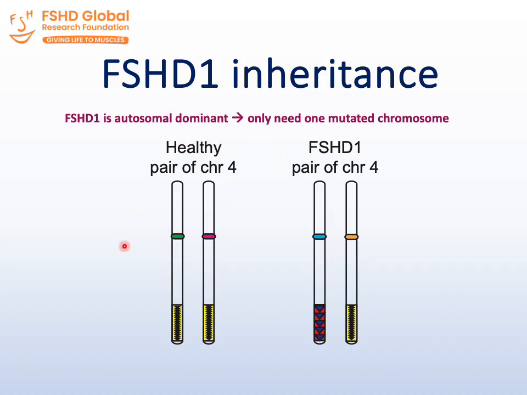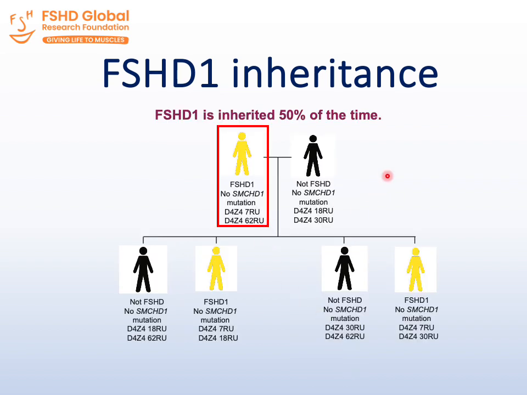So in a healthy chromosome 4, you have more than 10 D4Z4 repeat units. In FSHD1, you have between 1 and 10 D4Z4 repeat units, so for example, 5 repeat units here. Now, if you have kids and you have FSHD1, you have a 50% chance of passing it on to each kid. So statistically, if you had 4 kids, 2 kids would have FSHD, 2 kids would not. And these are the different possible combinations with your non-FSHD partner.